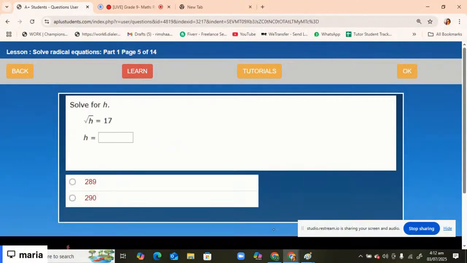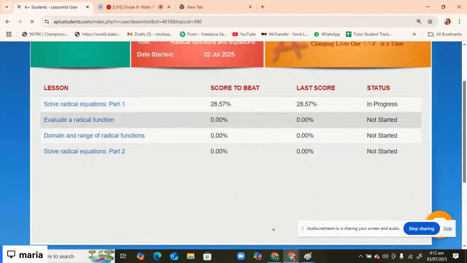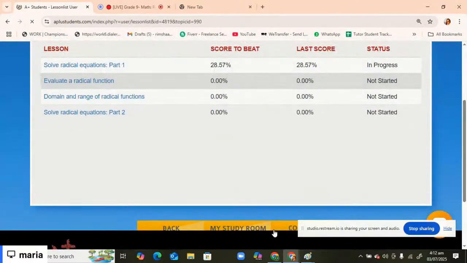Now the same thing you are doing in all of it. Hope you guys understand it. Just taking the square on both sides and solve it. Okay. Solve the rest of the test questions regarding the first lesson by yourself.